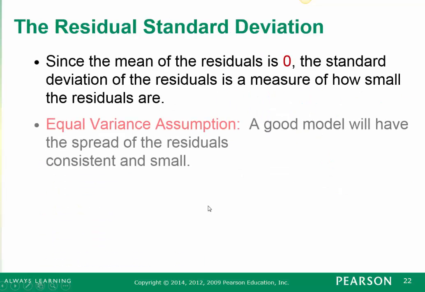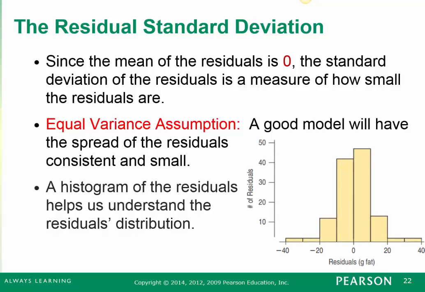And since the mean of the residuals is 0, the standard deviation of the residuals is a good measure of how small they are. And a good model will have an equal spread of residuals. So again, I showed you that histogram of the residuals. You want to see a nice unimodal plot here. No skewness, you want to have it nice, just like this, a normal distribution.